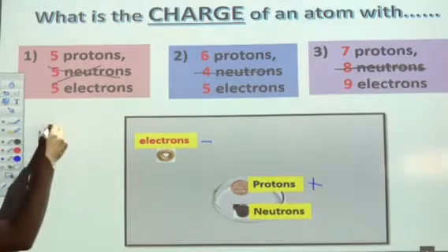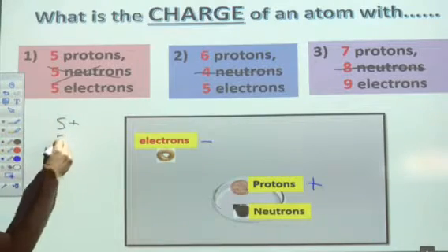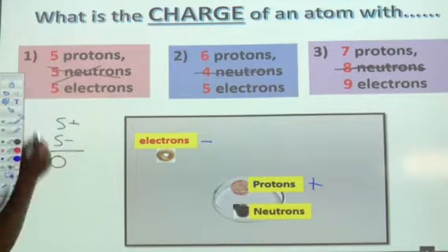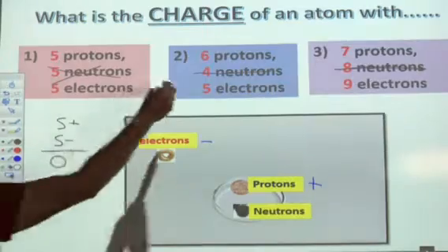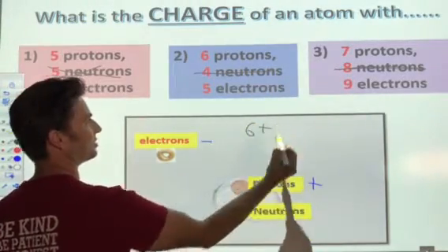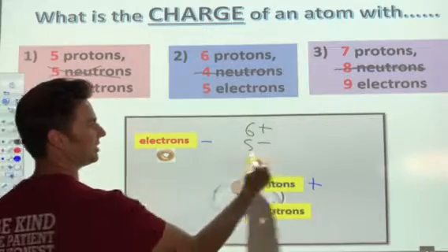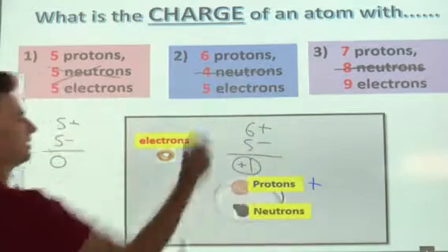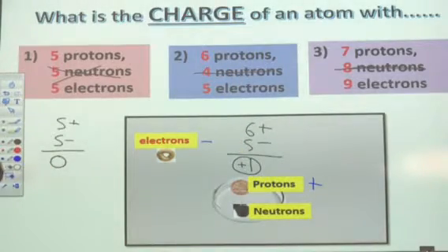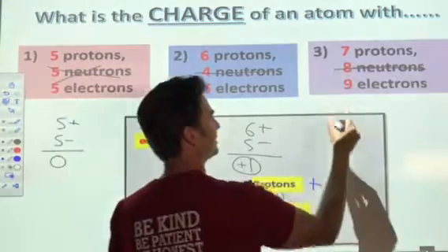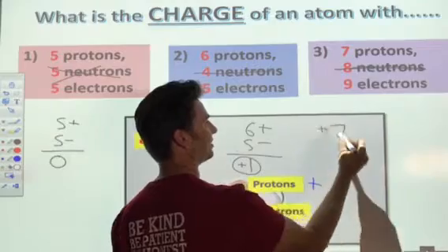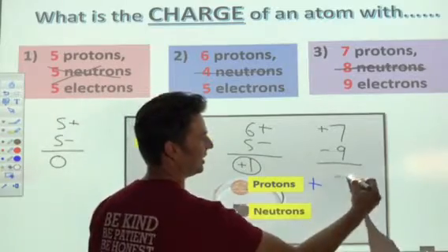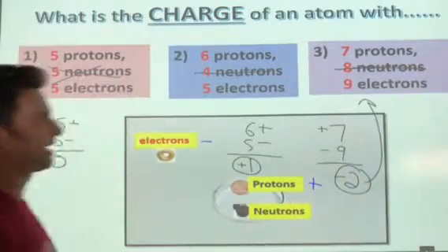So this atom here has 5 plus charges and 5 minus charges. 5 minus 5 is equal to 0. So this atom here is neutral. What about this atom? Well, it has 6 plus charges and 5 minus charges. 6 minus 5 is equal to 1, positive 1. So this atom is a plus 1 charge. And the last atom over here would have 7 plus charges, so plus 7, and minus 9 for electrons. So you end up with a negative 2 charge overall on that atom.